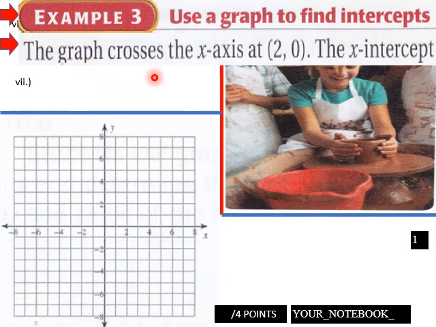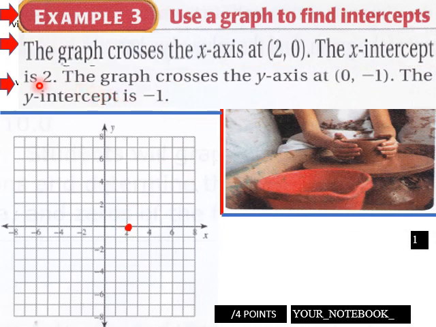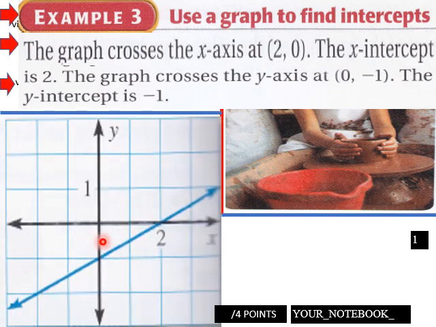So the graph crosses the x-axis at (2, 0). The x-intercept is 2. Here's your x-intercept. The graph crosses the y-axis at (0, -1), which is down here. The y-intercept is -1, which is here. Here's your line. Students, here is a blow up of that. Here's your x-intercept, here's your y-intercept down here.